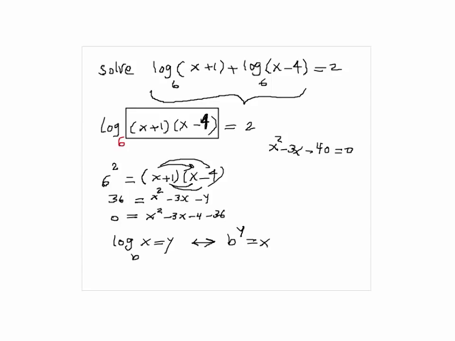Now, how would you solve for x? X squared minus 3x minus 40. What would be the best way to solve for x here? Anyone? Factor. Okay, factor. Is this factorable? Okay, how do you factor them? 5 and 8.